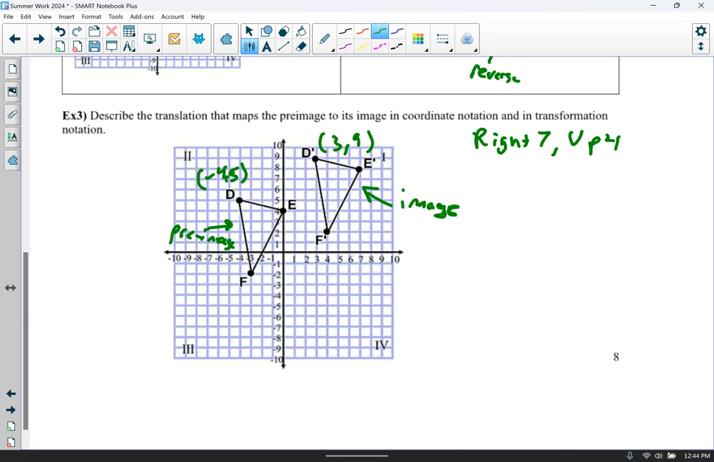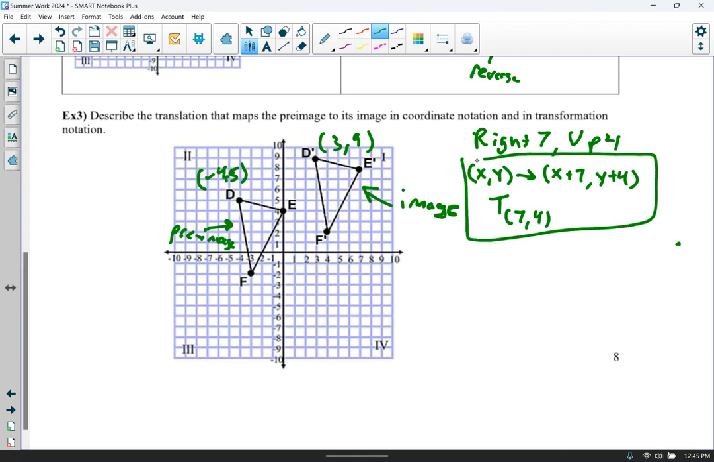Now we're going to use coordinate notation. So coordinate notation, that's where I would be saying (x, y) goes to (x + 7, y + 4) because it's to the right 7, and up 4. In transformation notation, that's where we'd be doing that T<+7, +4>. Okay. And that's it for translations.